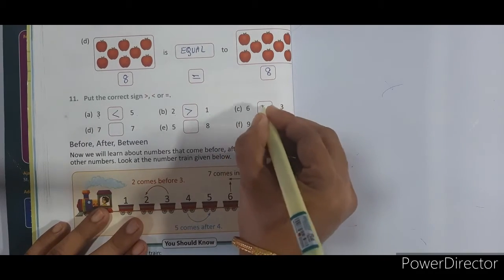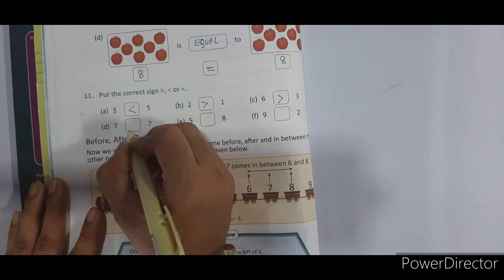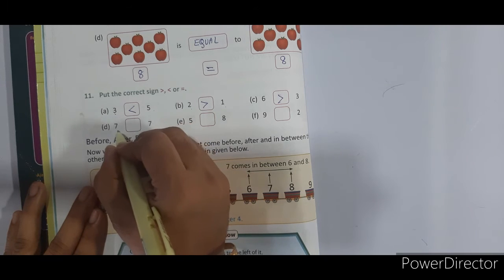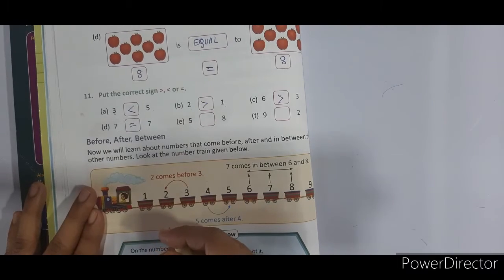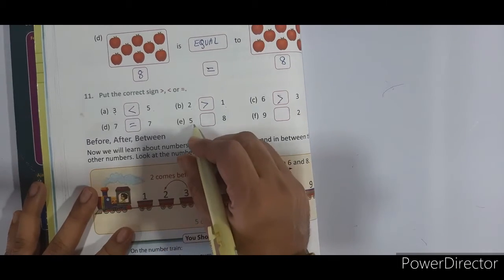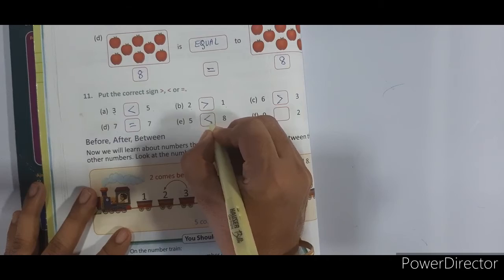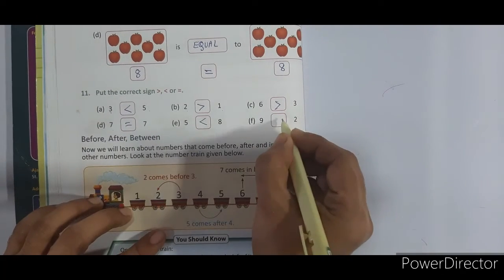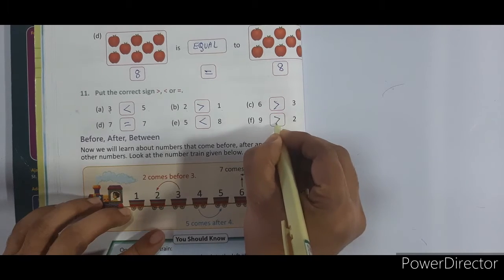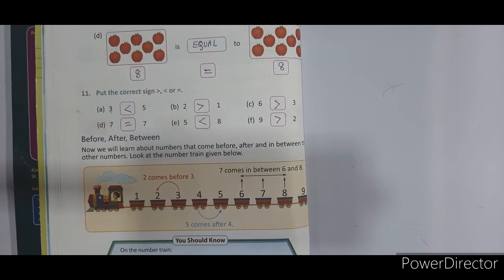Now 6 is more than 3. Okay. Then 7 and 7. That means 7 is equal to 7. Okay. Now 5 and 8. So 5 is less than 8. So put it. Then 9 is more than 2. So put the signs like this.